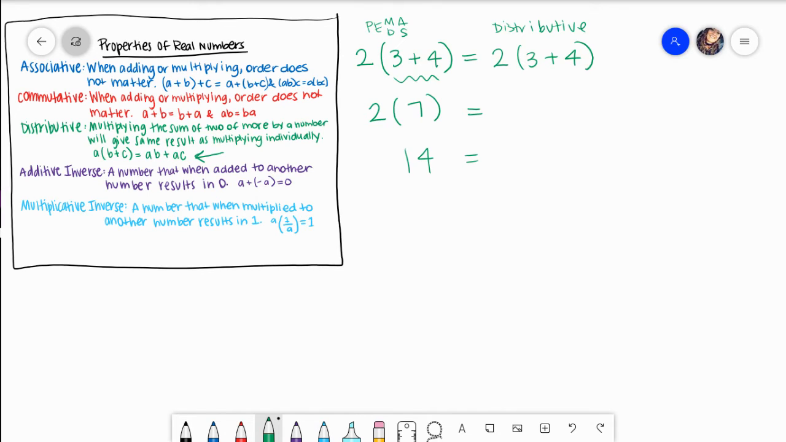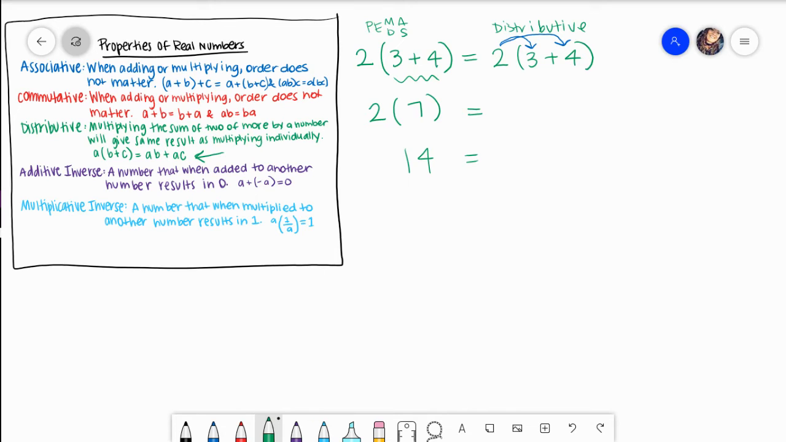Distributive law. Okay, so it was telling me that I could actually multiply them individually and that I'd still get the same answer. What this means is that's how I'll show it in the work.